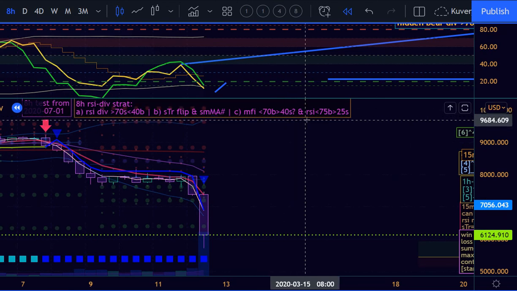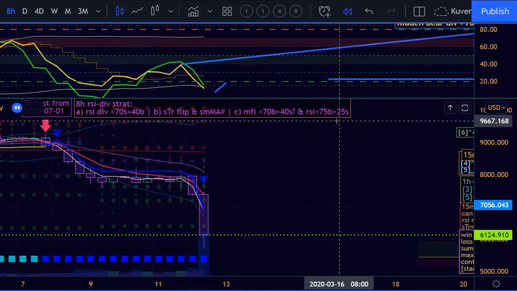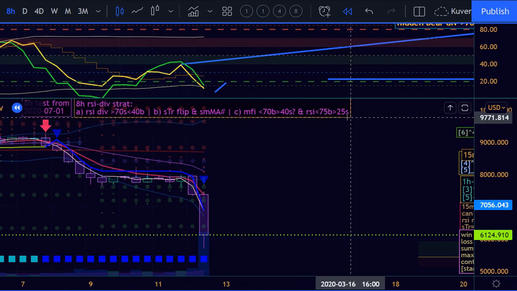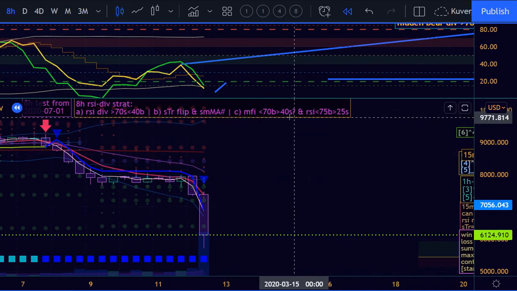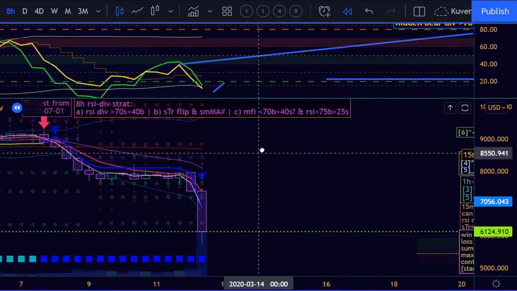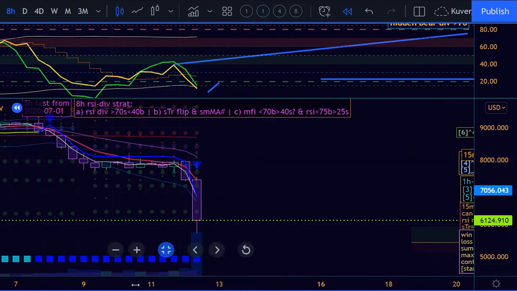And also the RSI should be smaller than 75 for a buy, ideally not over 70, and greater than 30 or 25 for a sell, depending on what the money flow is doing. It sounds a little bit complicated, but actually it's not so difficult. So let's do a little bit of a replay, and then we will see more examples in the future.